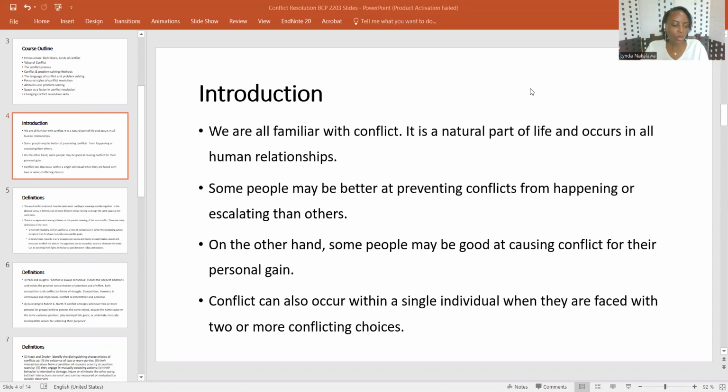All right. Do we know any people that are good at causing conflict? From this introduction and from the explanation that I have given, have we met people that are very good at causing conflict? You can just say yes by typing 1 in the chat.